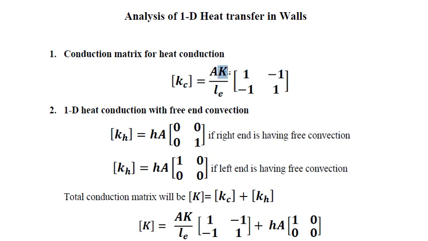In place of Young's modulus E, which we use in bars, here we are replacing E by K. K is also a material property, that is the conductivity of the material. Conductivity, the ability of the material to conduct, is known as conductivity. In bar we write AE by LE, in heat transfer we write AK by LE, [1 minus 1; minus 1 1]. Okay, this is about the conduction matrix for the one directional 1D heat conduction.